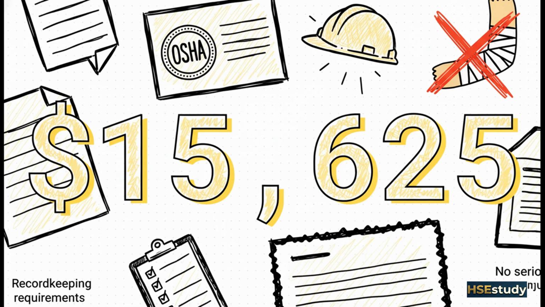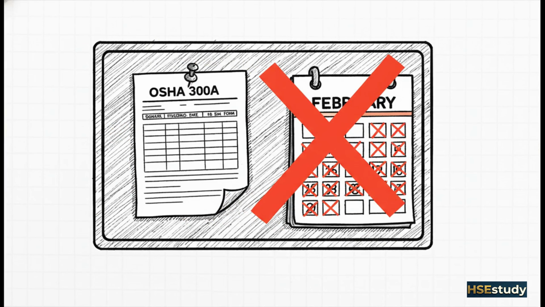$15,625. Just look at that number. What do you think that was for? Some kind of catastrophic safety failure? A really serious injury? Nope, not even close. Believe it or not, that massive fine was given to an EHS manager simply because he forgot to post the OSHA 300A annual summary. That's it. He didn't fail to protect a worker, he failed to post a form.